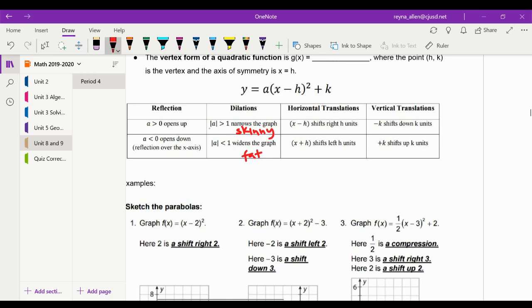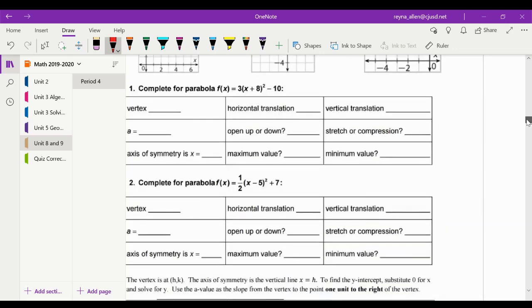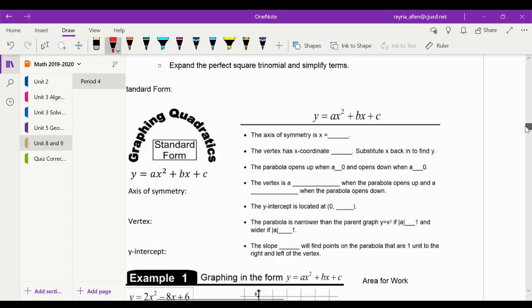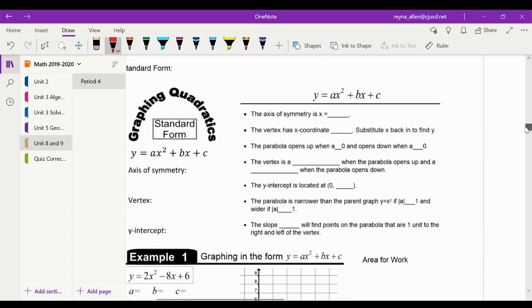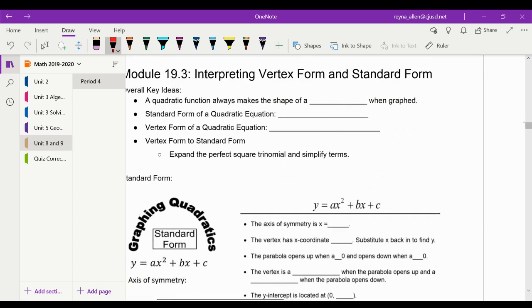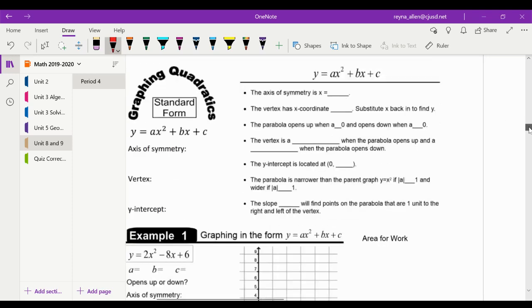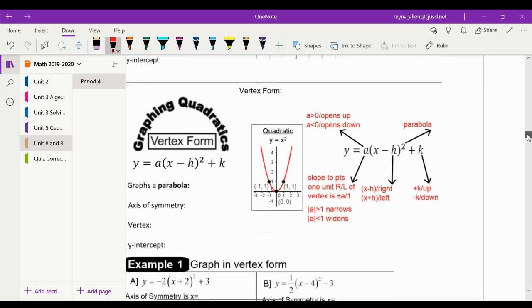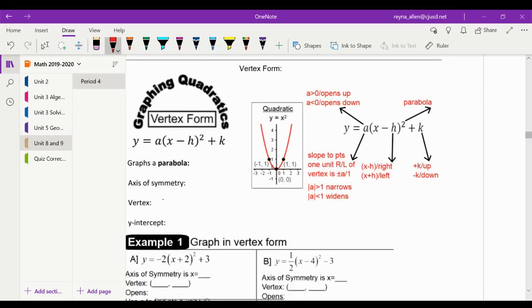So if the absolute value, so whatever that positive number is, if it is bigger than 1, it will make it skinnier. If it is less than 1, it will make it fatter or wider. Again, these ones we did in class, but that's what you should have been reviewing last week. So vertex form is called vertex form because it's easy to find the vertex. Your vertex is just your h and your k.